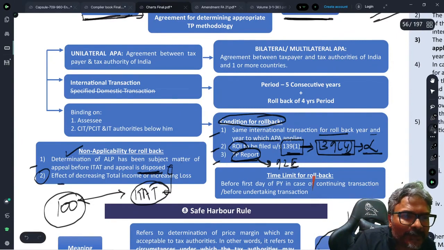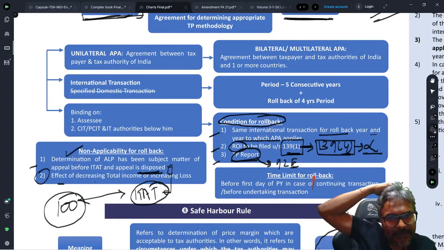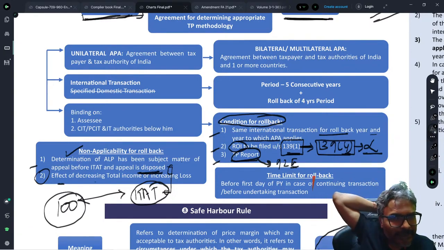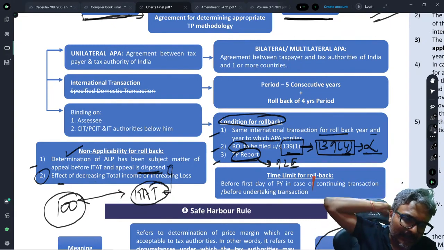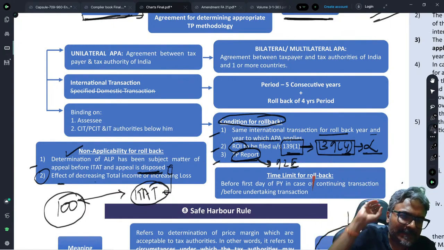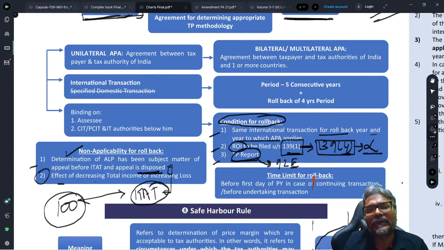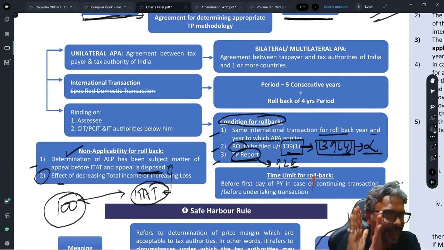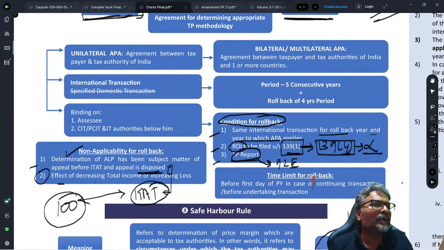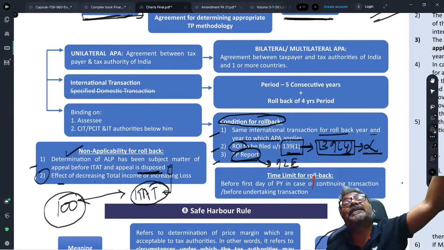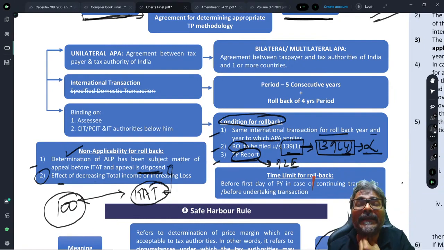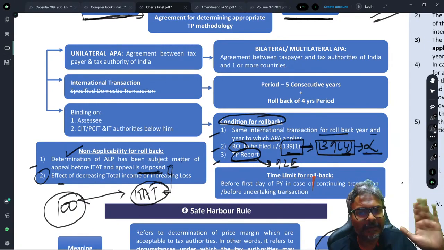The second point, what their second point says, students? Second point says that effect of decreasing the total income or increasing the loss. Sunny, Amrita, perfect. That exactly how we will be considering in this case. So this example of 80 rupees which I have given it to you results into decrease in the total income as declared in the ROI, and hence the rollback benefit is not available. Clear to all of you?